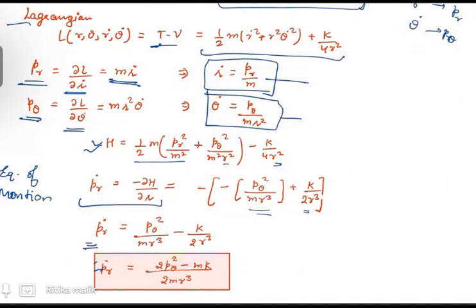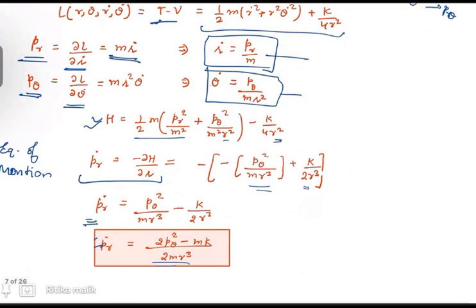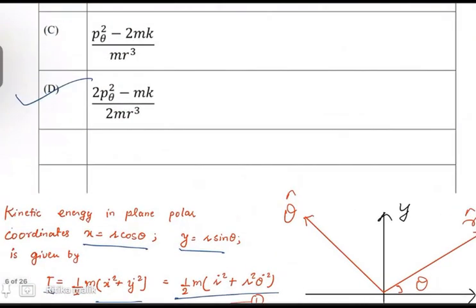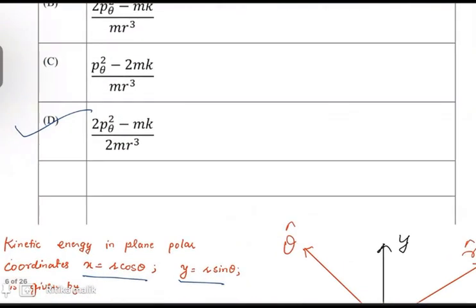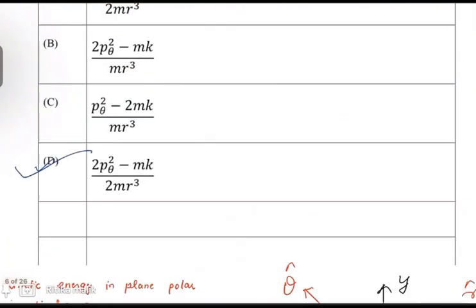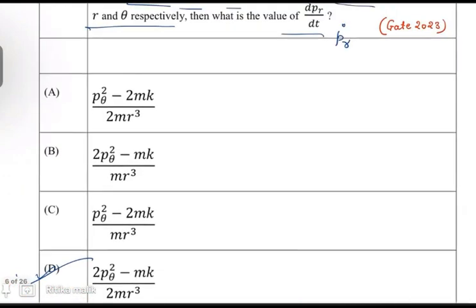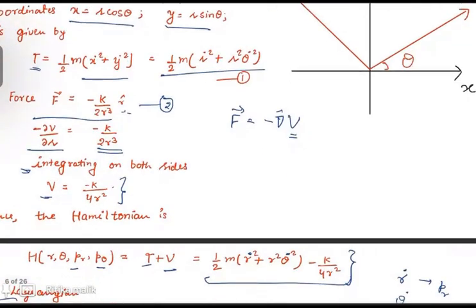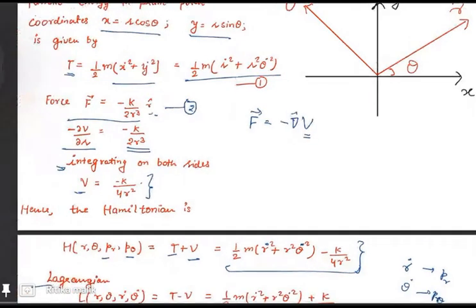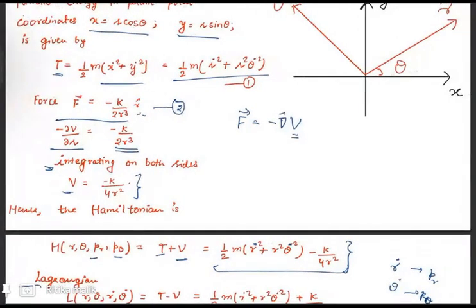Now we can just take the LCM to get the common denominator as 2 m r cube. From there, we will get 2 p theta square minus m k, so 2 p theta square minus m k divided by 2 m r cube. So this is our correct option for dpr by dt, which is pr dot. So whenever we have to solve this type of question, we will solve it this way. Thank you.